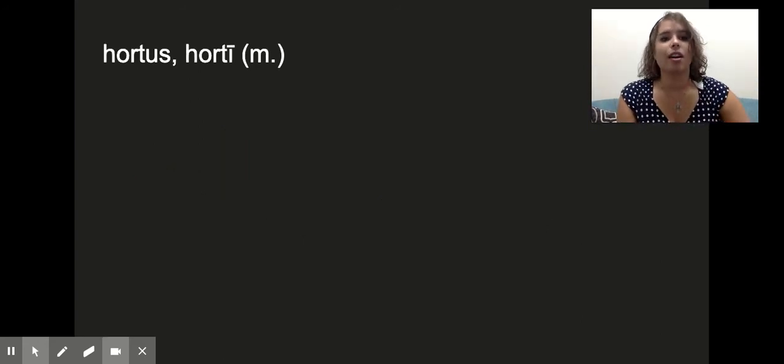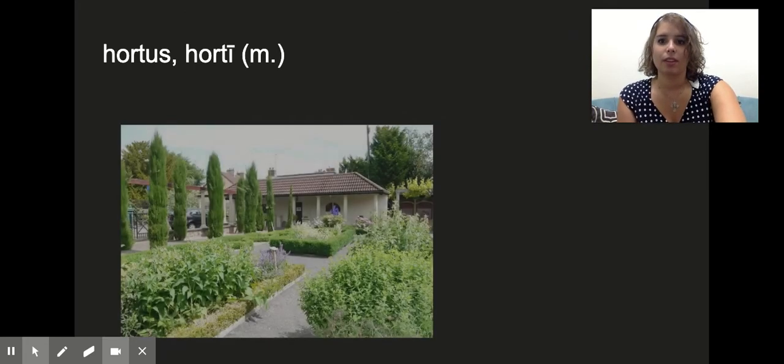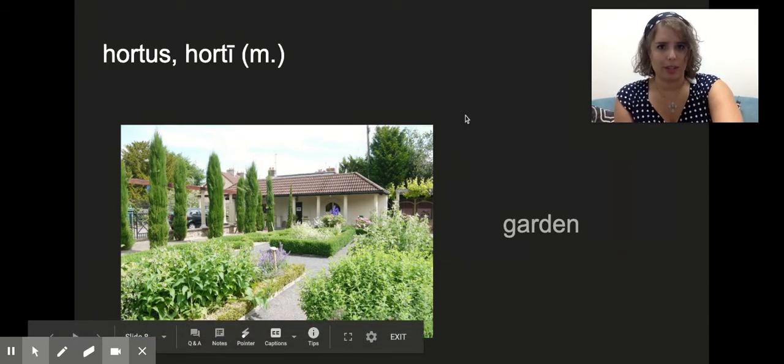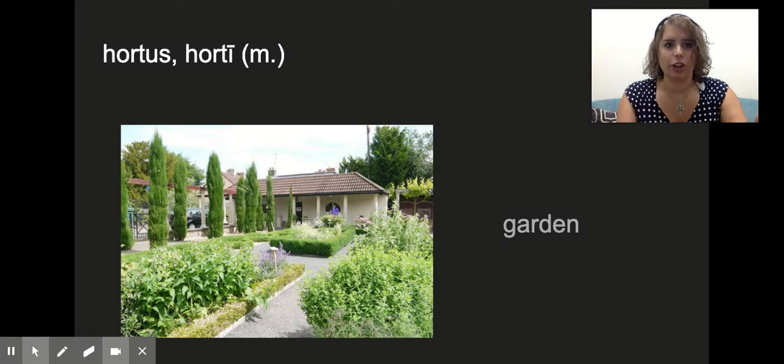Hortus, horti, masculine. Again, we've got that US ending and it is a masculine word. Again, US is usually going to be a masculine ending. This is our Latin word for garden. We get the word in English horticulture from this, which is having to do with gardening and stuff like that.